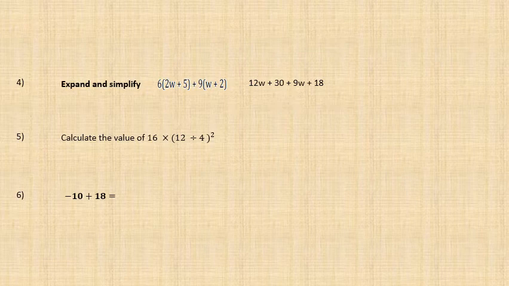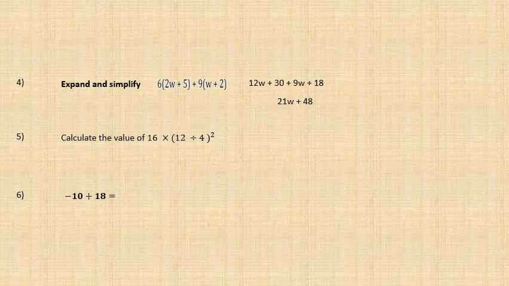And after that, plus 9 will go inside the house, so it will say hi to the w and it will say hi to the 2. So here it's going to be plus 9w and plus 9 times 2 equals 18. And then we can collect the like terms. Simplify means collecting like terms. So here it's 12w and 9w, I will add them all. It's going to equal 21w, and 30 plus 18 equals 48. So the simplest form here is 21w plus 48.